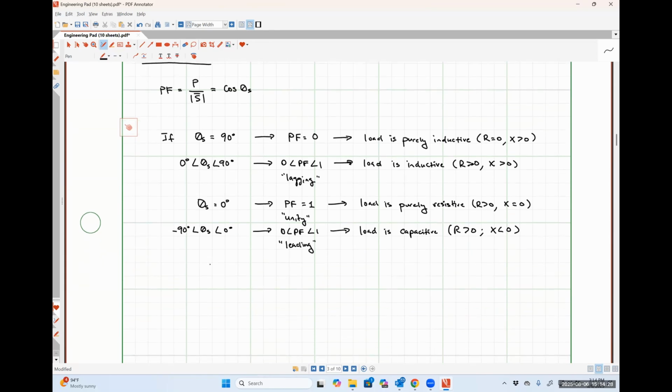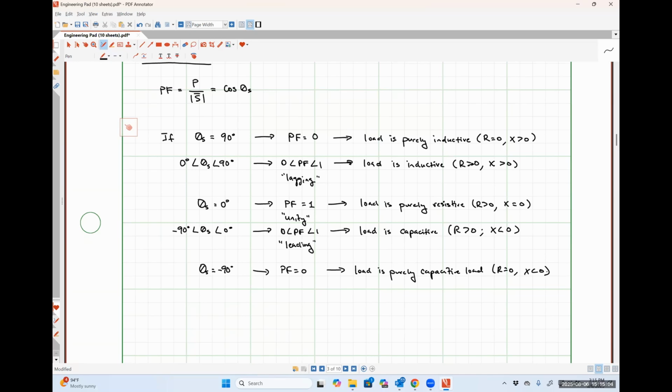And then our last case that we're going to talk about is when our angle is exactly equal to negative 90 degrees. Once again, we have a power factor of 0. And this occurs when we have a purely capacitive load, where R is 0 and X is negative. Okay. So these are the various cases that we might have.